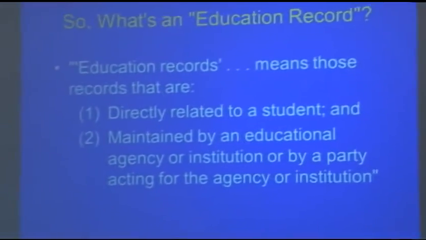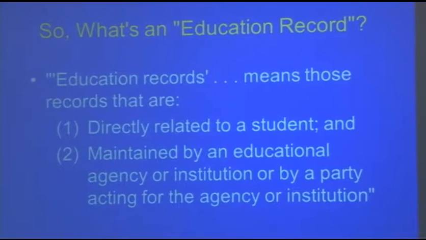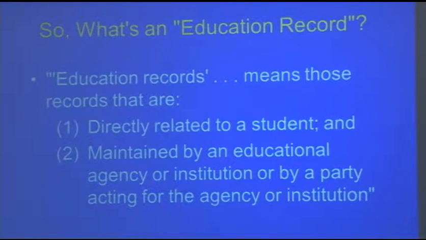This is the definition right out of the statute and the regulations. Education records means those records that are 2 things. Number 1, directly related to a student, and number 2, maintained by an educational agency or institution or by someone acting on behalf of one of those things. Seems like a fairly straightforward and simple definition, right? But I'm a lawyer. I will make this more complicated because people have made it more complicated.